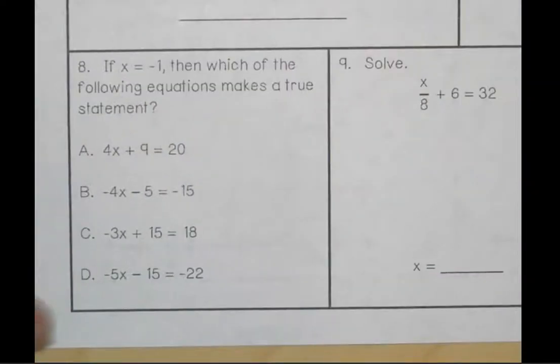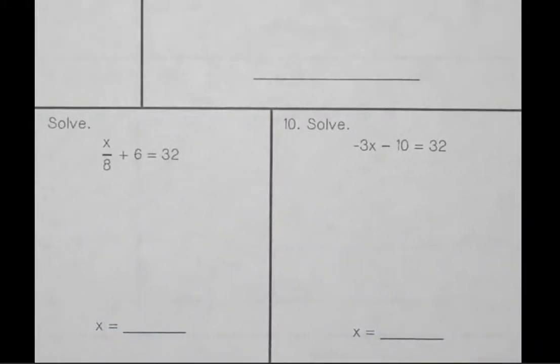The next one, number 8, says if x is -1, which of the following equations makes a true statement? So here all we're doing is substituting -1 wherever we see x. So just substitute -1 in for x and then see if both sides are equal, and that's going to give you your right answer. Questions 9 and 10, basically the same as what we were doing before.